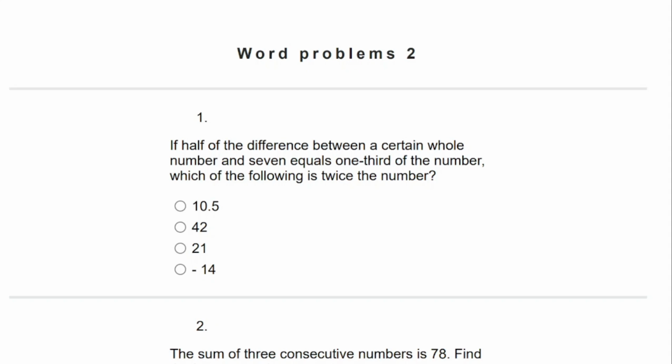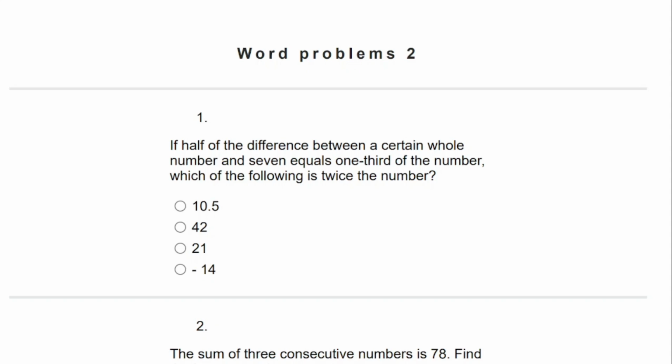So the first question we have there, we have to interpret. Don't forget all the steps. So we read the question from beginning to the end first. If half of the difference between a certain whole number and 7 equals 1/3 of the number, which of the following is twice the number? So let's interpret it again.